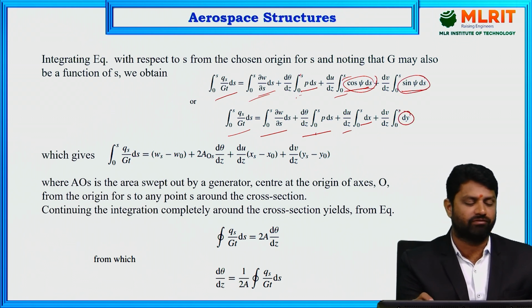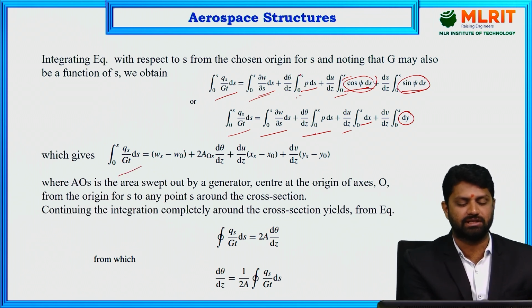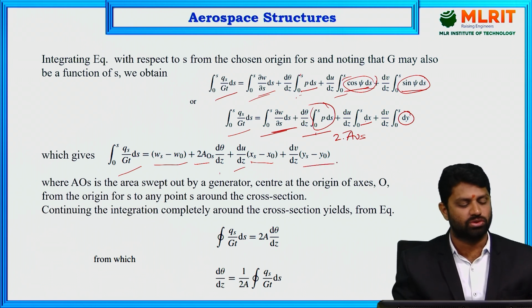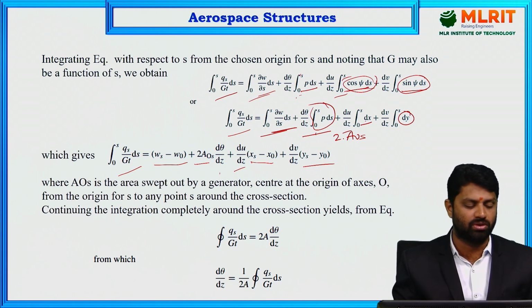Therefore the formula for the shear flow distribution, integral 0 to S of q by Gt ds, when you integrate this, equals Ws minus W0 plus the area swept out by the region, which you can write as 2 A0s, times dθ/dz, plus du/dz times (xs minus x0), plus dv/dz times (ys minus y0). Here A0s is the area swept out by a generator centered at the origin of axes O, from the origin for s to any point around the cross section.